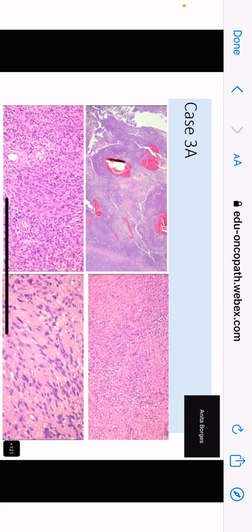I thought it was schwannoma, ma'am. I can't hear. What did you say? I thought it was schwannoma. It looks like a schwannoma. All right. So you think it's a schwannoma. Very good. What about you, Dia?